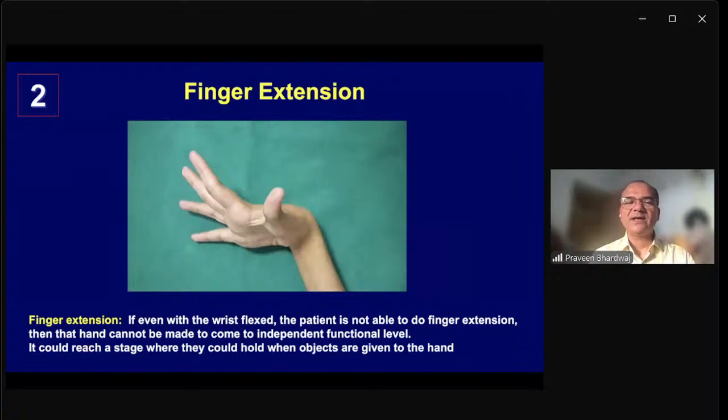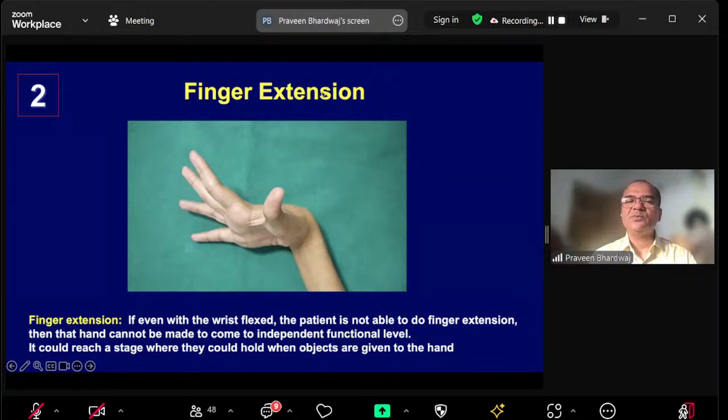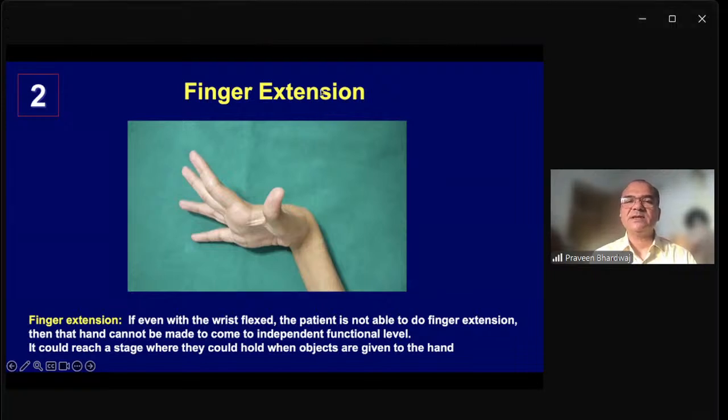The second thing we ask is for the patient to do finger extension. Irrespective of the position of the wrist, we ask him to just straighten the fingers. If the patient is able to do finger extension in any position of the wrist, that indicates that some amount of finger extension power is present, and the spasticity of the flexors is not too much. And these patients, after surgery, could be made so good that they can start using the hand more independently.